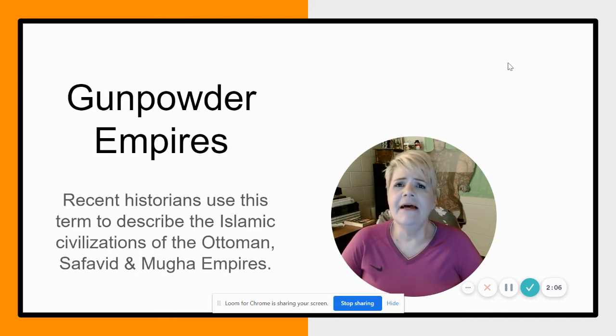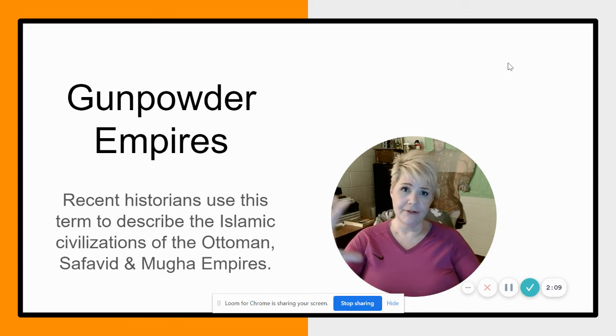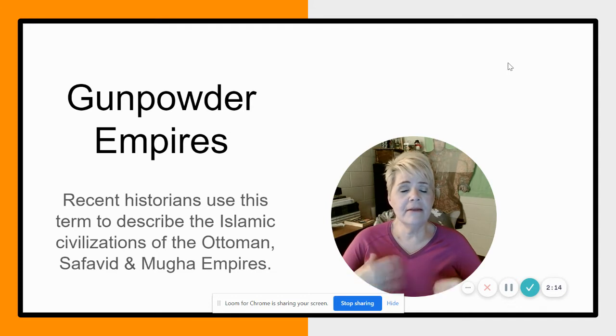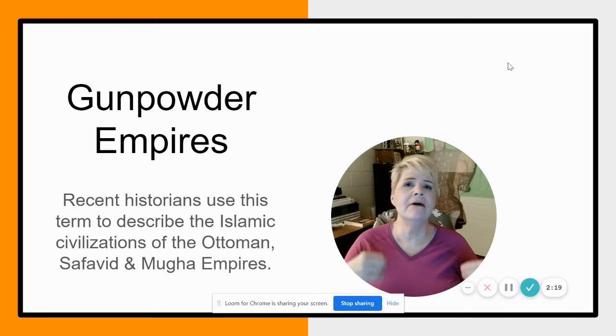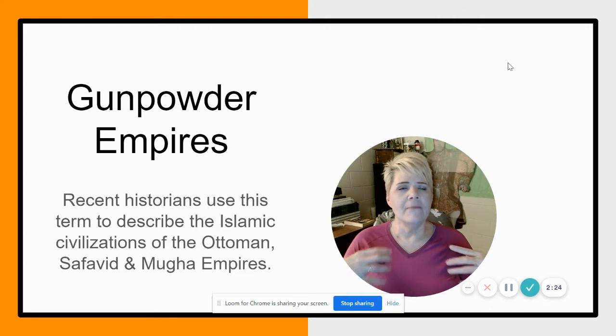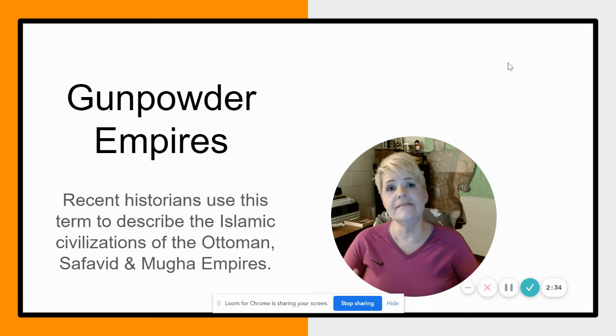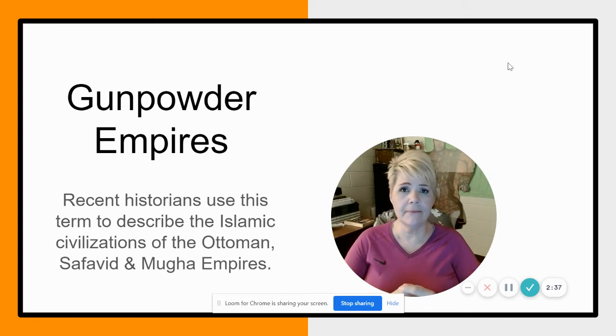Gunpowder empires. This is a periodization term that we learned from the first unit, that historians came together and they thought, when we're talking about the Ottoman Empire, the Safavid Empire, and the Mughal Empire, those are empires that were first in line to use gunpowder as ammunition to fight and to expand their empires. So why not coin the phrase gunpowder empire? So please just remember that it is those three empires, the Ottoman, the Safavid, and the Mughal.